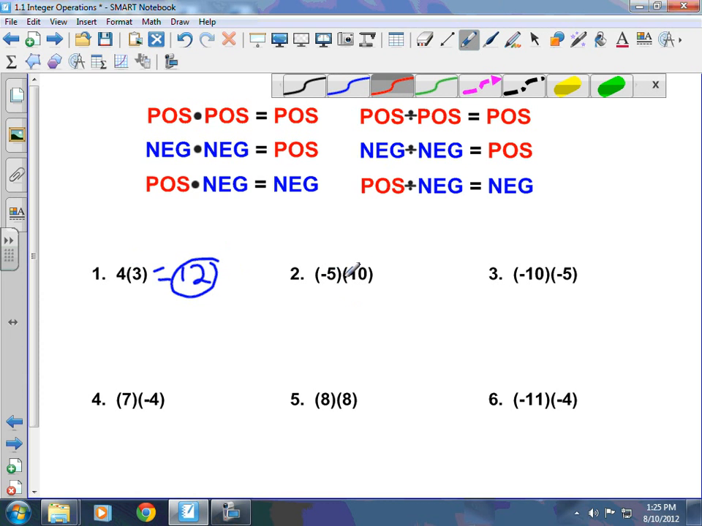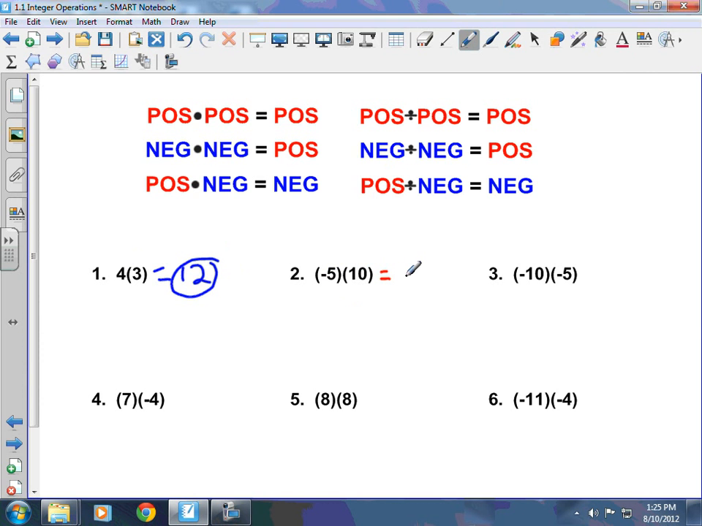Number 2, negative times positive, so my answer is going to be negative. That's all this tells us, is what the answer is, positive or negative. 5 times 10 is 50. Number 3, both of these are negative, so my answer is going to be positive. 5 times 10 is 50. Okay? You can do the rest on your own.